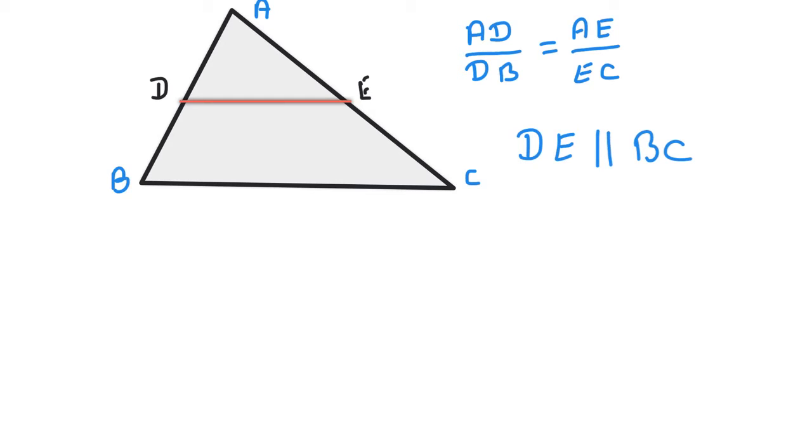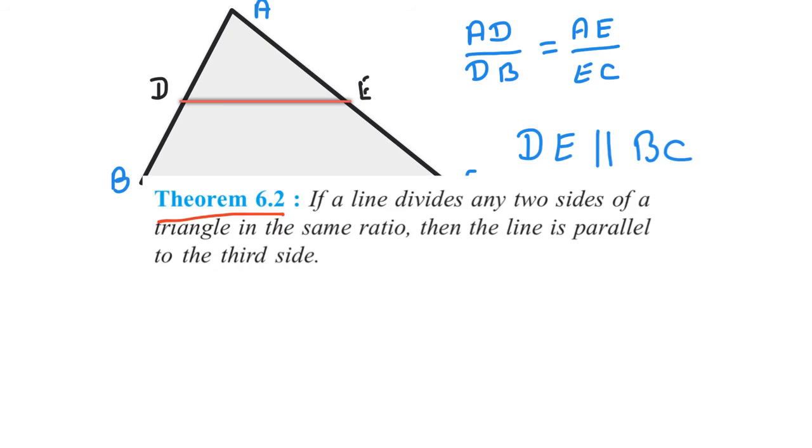If you want to state this converse mathematically, this is how you can do it. The converse of this theorem can be stated formally as: if a line divides any two sides of a triangle in the same ratio, then the line is parallel to the third side. So, we know the theorem and we know the converse of it.